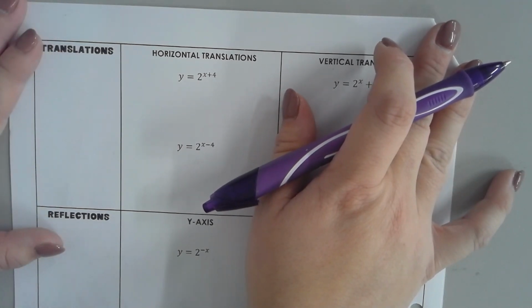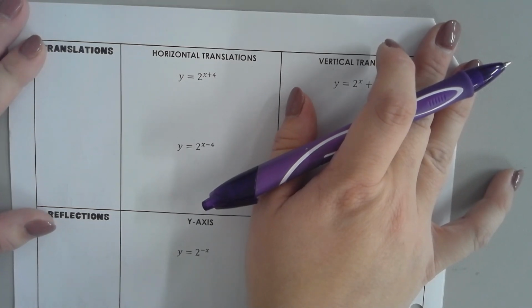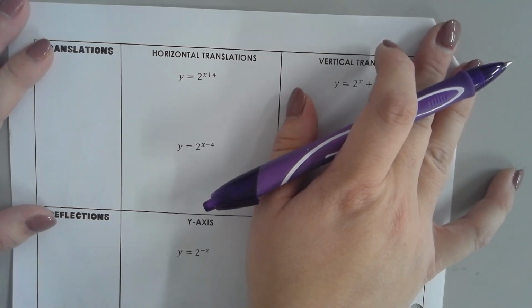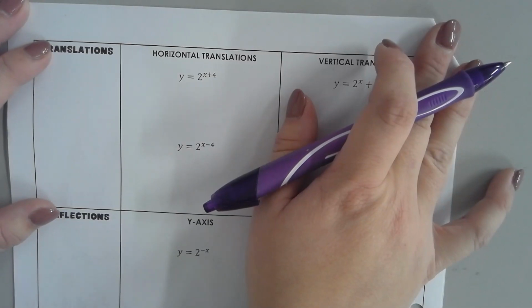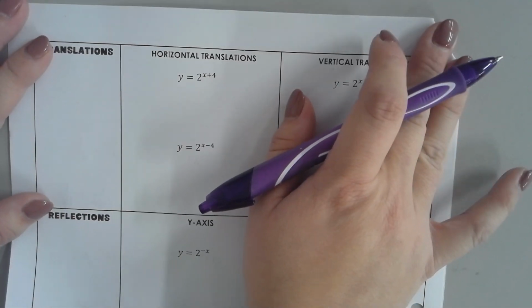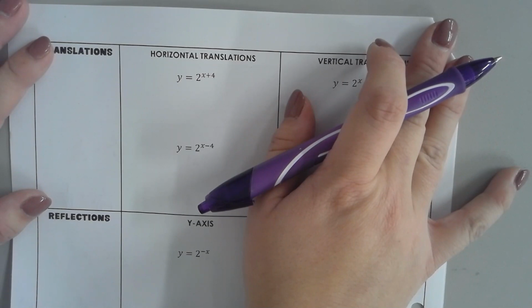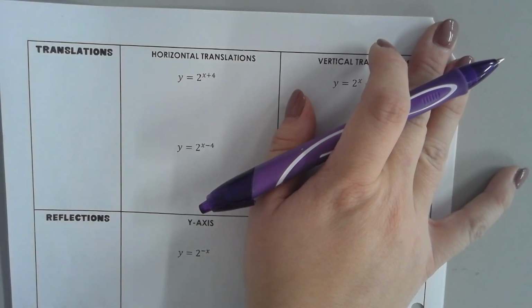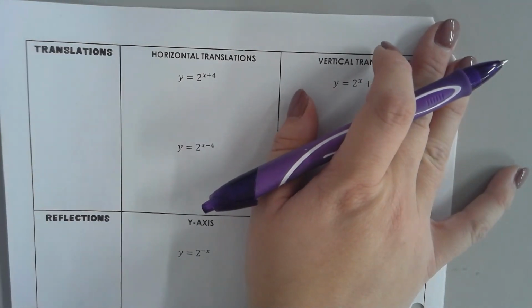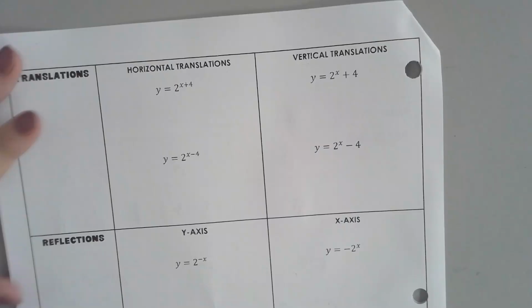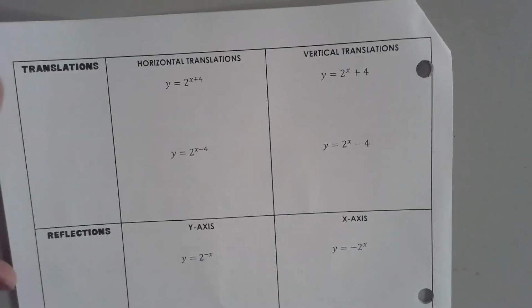Horizontal translations. You are not going to see the words shifted left, shifted right on your AP exam. They have told us it will say horizontal translation. Horizontal, you know, goes this way. That's left and right. Okay?